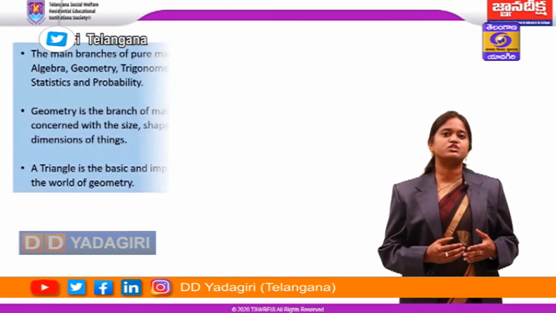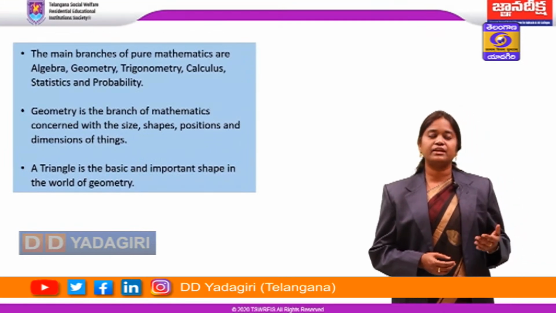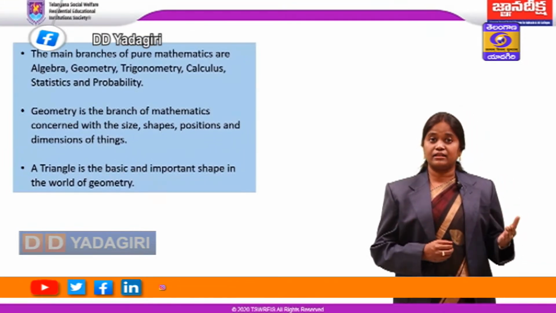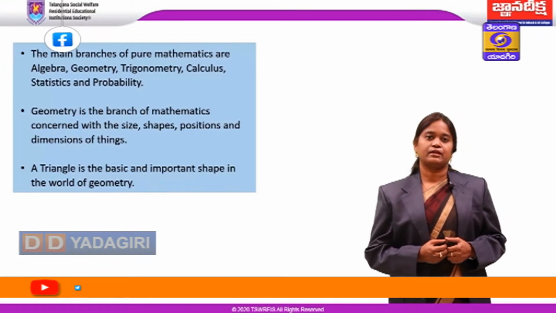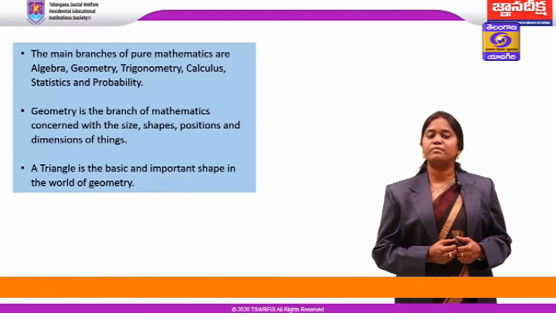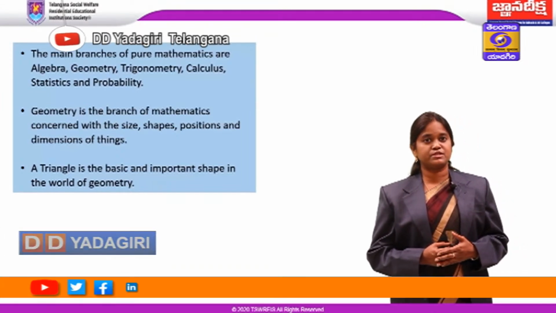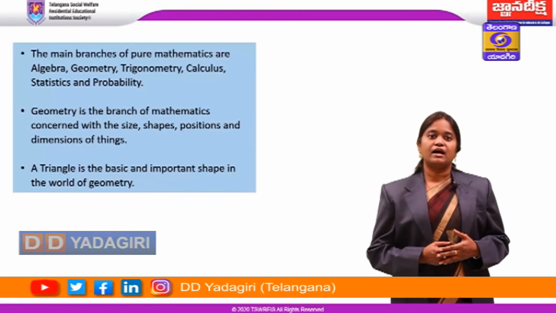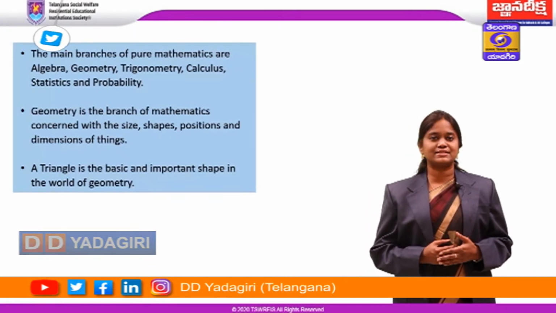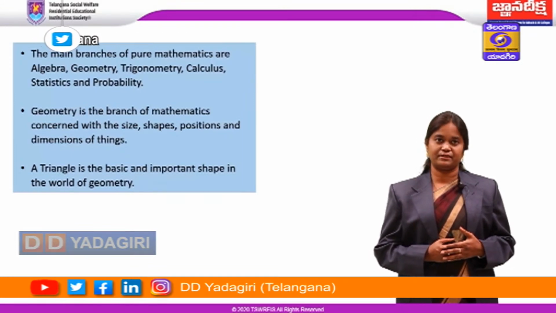The main branches of pure mathematics are algebra, geometry, trigonometry, calculus, statistics, and probability. Geometry is the branch of mathematics concerned with the size, shapes, positions, and dimensions of things. A triangle is the basic and important shape in the world of geometry.